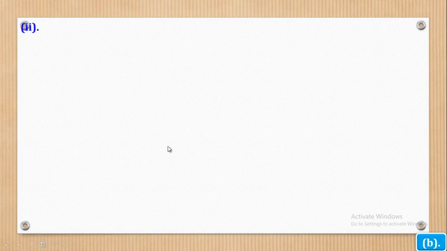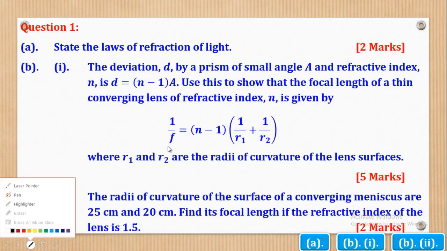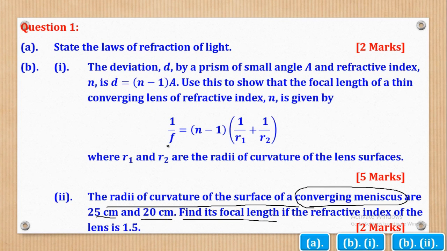So now we shall go to part B, Roman 2. Part B, Roman 2 says the radii of curvature of the surface of a converging meniscus, know this word, converging meniscus, are 25 centimeters and 20 centimeters. Find its focal length if the refractive index of the lens is 1.5.